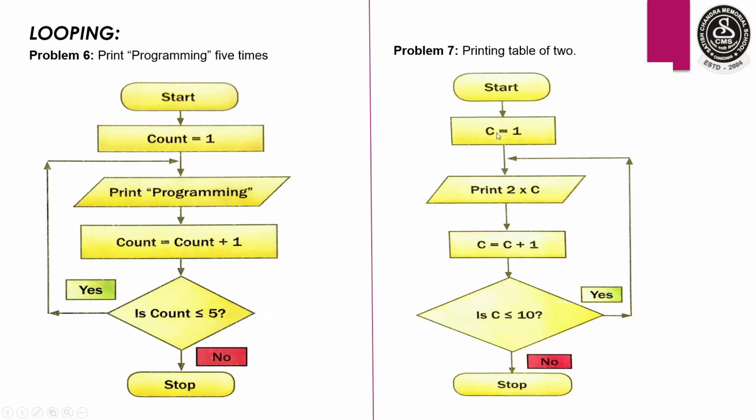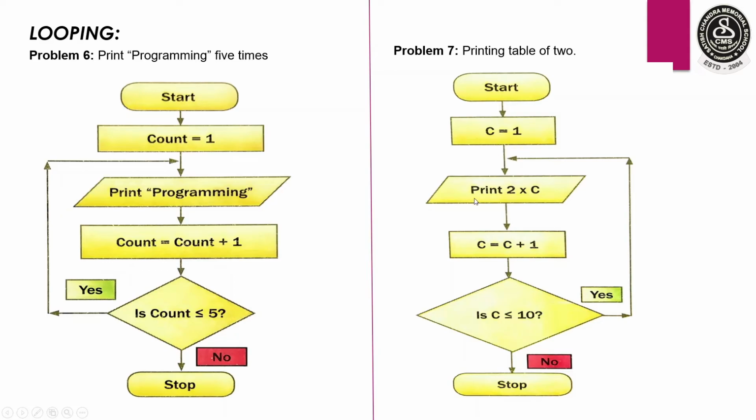First start, next c equals 1. Why c equals 1? Because when we are multiplying something, we have to make it 1. Otherwise, it will be 0. If we make it 0, then whatever the multiplication is, the result will be 0. So for multiplication, always remember that we have to keep c, where we are saving the answer, as 1. So c equals 1.